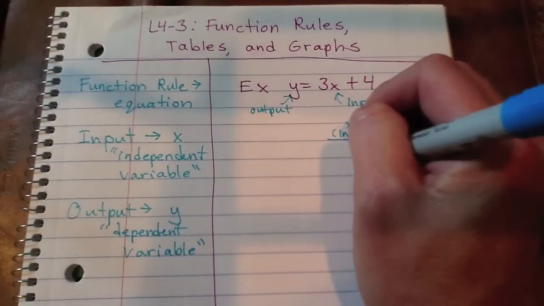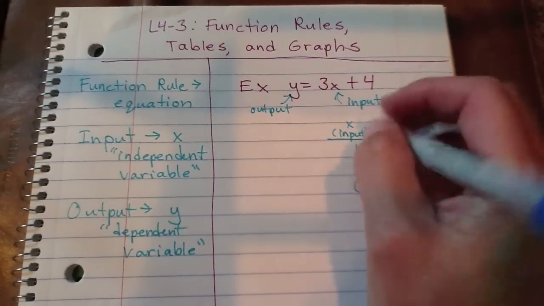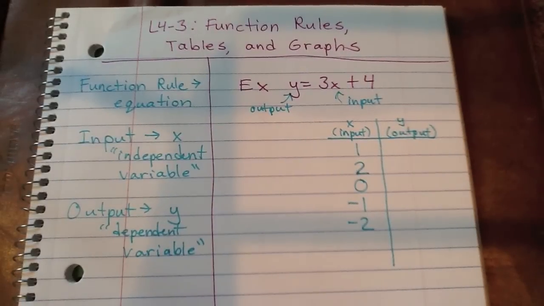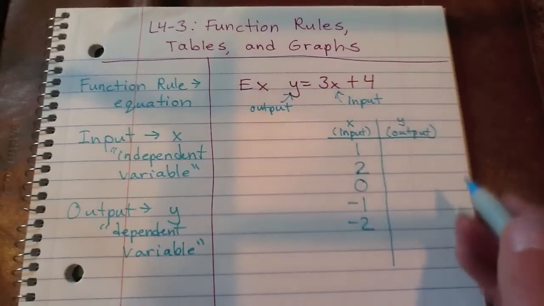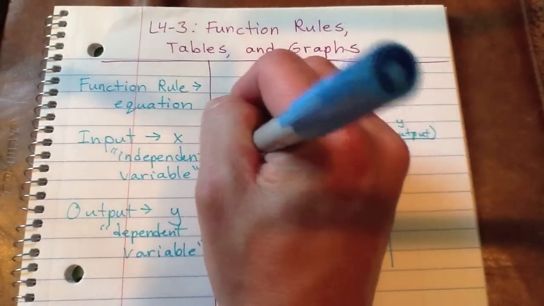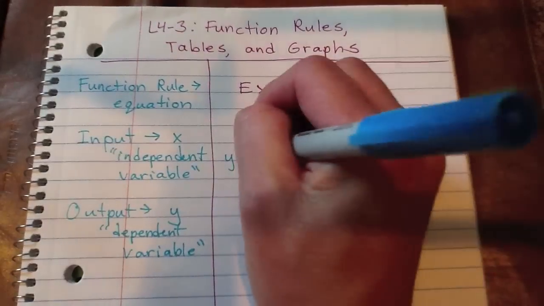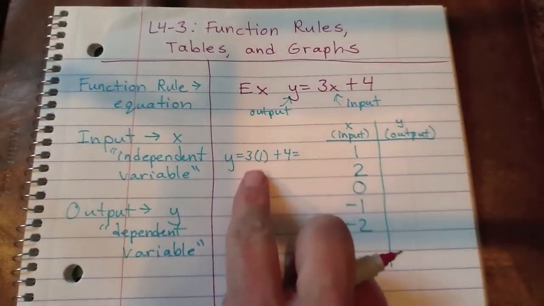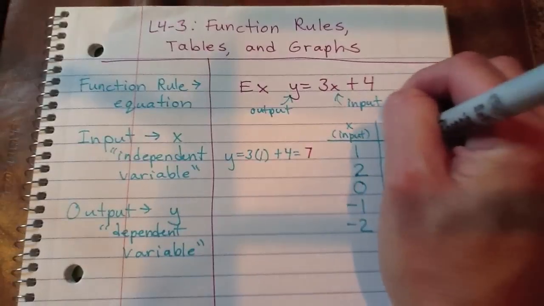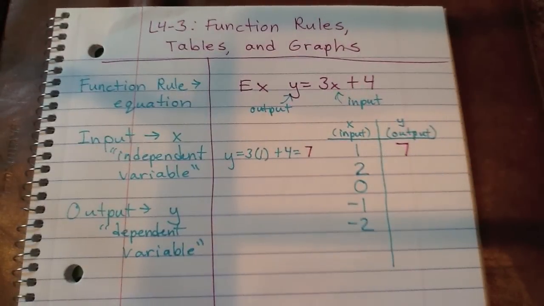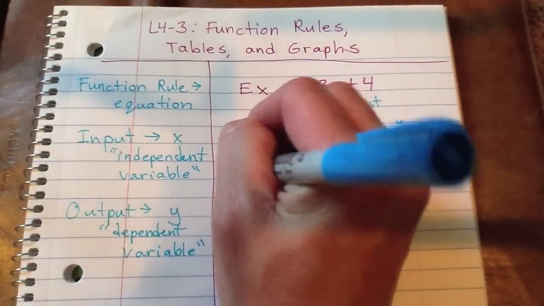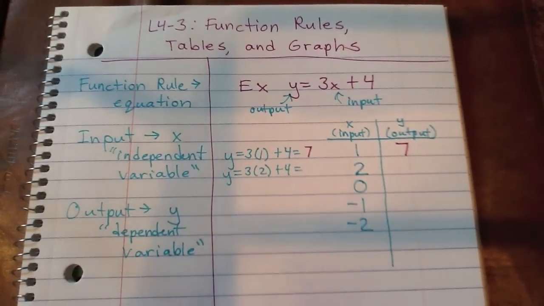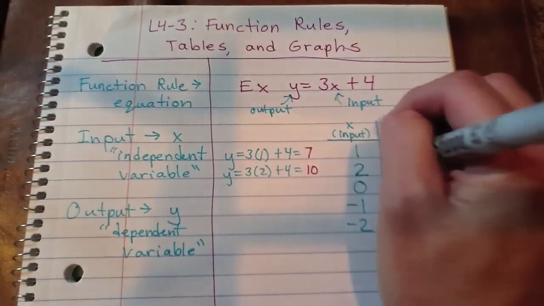If we were to put in 1, 2, 0, -1, -2. So then you just plug them in for x. So y equals 3 times 1 plus 4, and you get your output. 3 times 1 is 3, 3 plus 4 is 7, and there's your output. And you would do that for each of these. So y equals 3 times 2 plus 4. 3 times 2 is 6, 6 plus 4, 10. And you have another output.